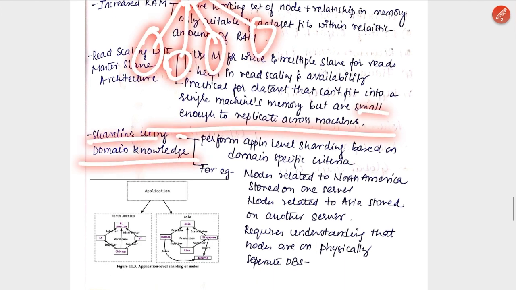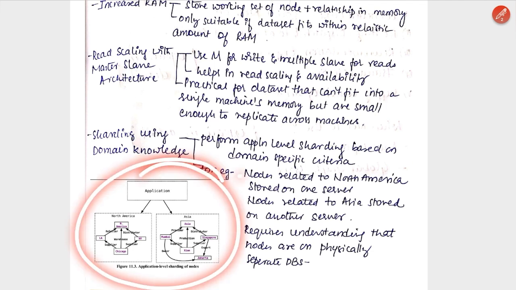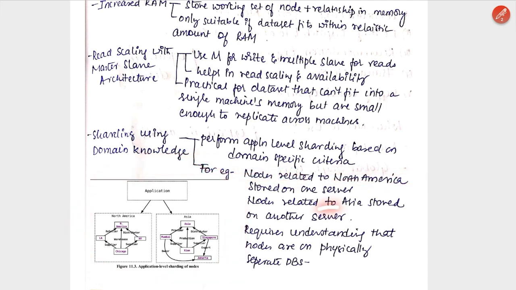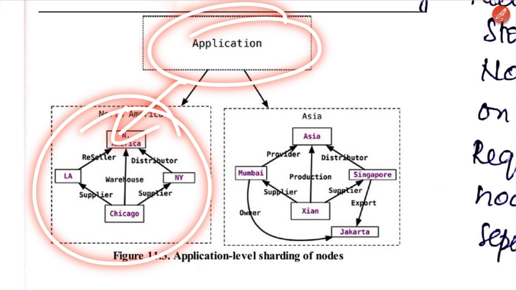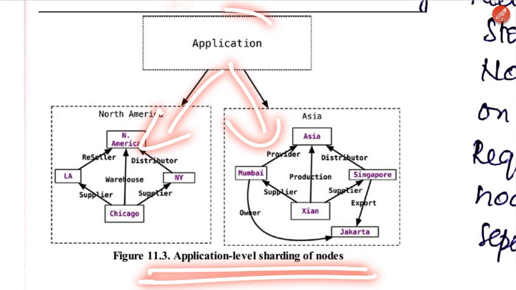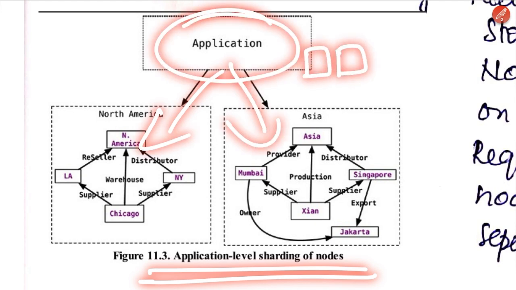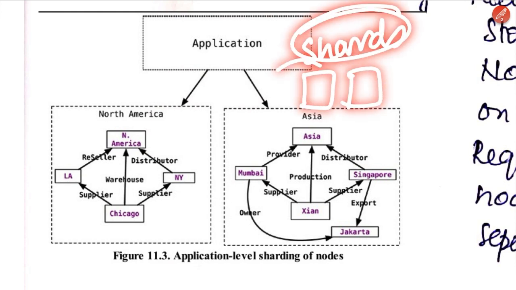Next we have sharding using domain knowledge. Here we are performing application level sharding based on domain specific criteria. From the domain specific details which we have obtained, we are performing the sharding operation. For example, if you see this, the nodes related to North America are stored on one server, but the nodes related to Asia are stored on another server, right? So you are doing application level sharding here. From the application level, you are splitting the data into multiple parts, shards, and these shards are allotted to different servers here.